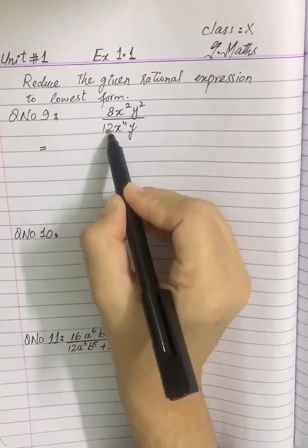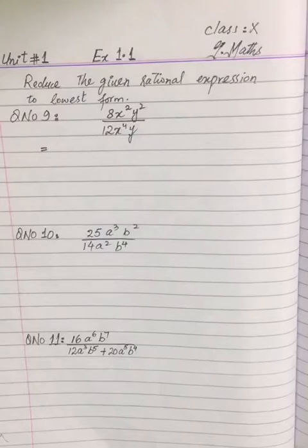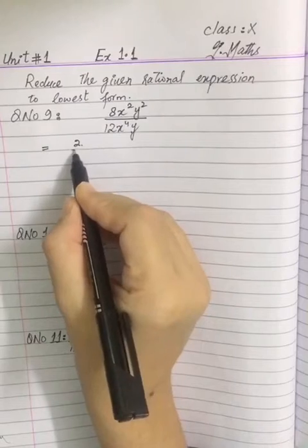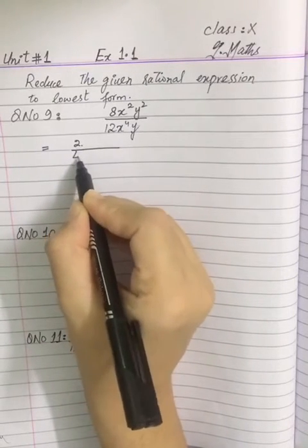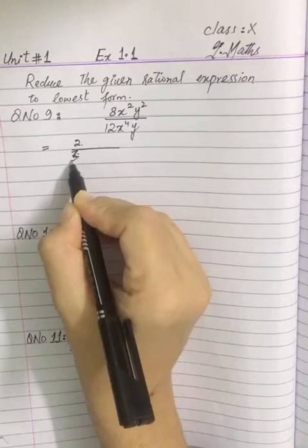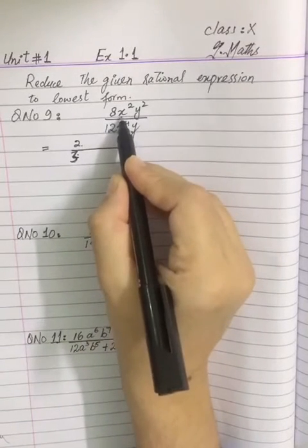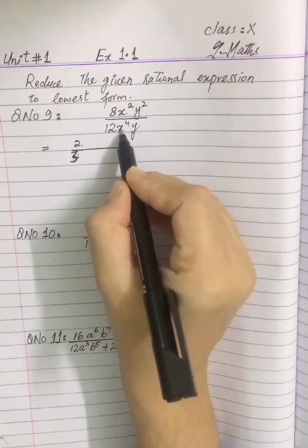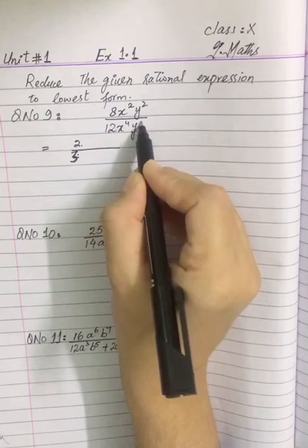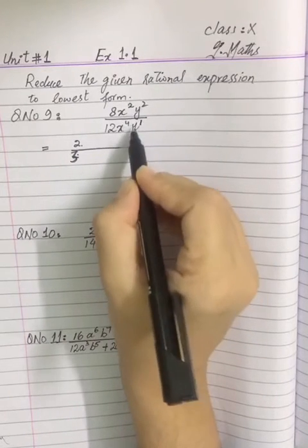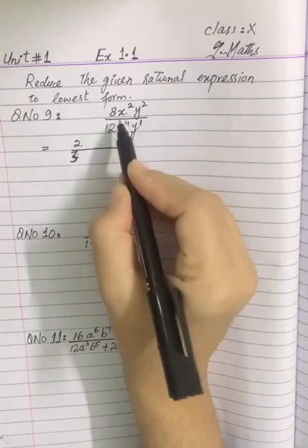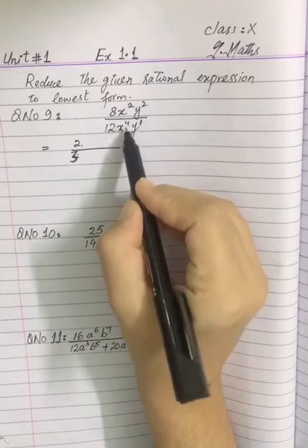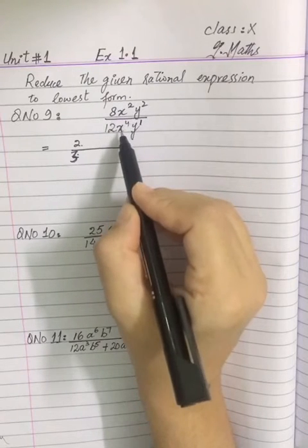8 and 4 divided by 4, so it would be 2 in the numerator and 3 in the denominator. Then x square y square in the numerator and x raised to power 4 and y, meaning there is power 1, in the denominator. So how to reduce them? Check which variable has the smaller power.